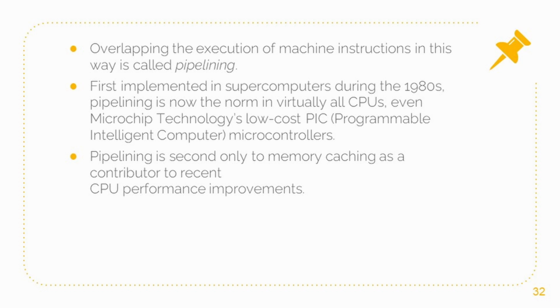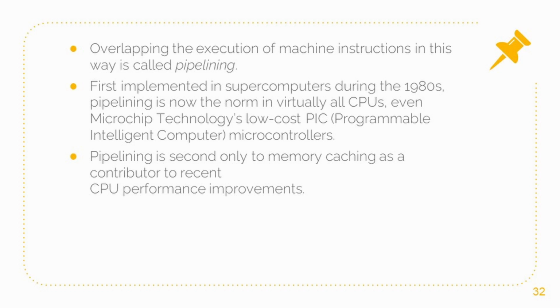In recent years, pipelining has remained a key contributor to CPU performance improvements, second only to memory caching. Memory caching helps reduce memory access latency by storing frequently accessed data closer to the CPU, while pipelining optimizes the execution of instructions by overlapping their processing, thus maximizing the utilization of CPU resources and accelerating program execution.